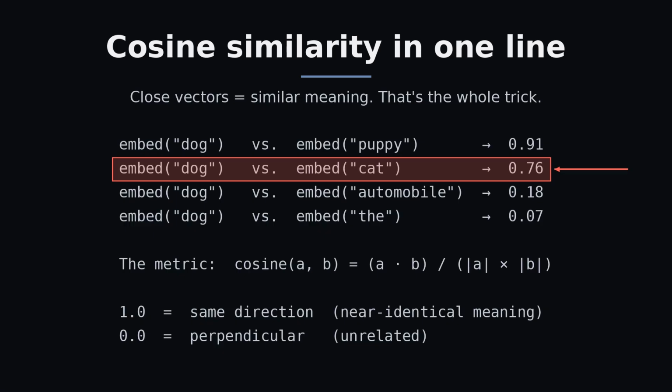Dog and puppy land at about 0.9. Dog and cat, both pets, both four-legged, land around 0.76. Dog and automobile land at 0.18. Dog and the word the, which carries almost no meaning on its own, lands near 0.07, one number. That's the entire comparison. No neural network call, no generation, no API, just a dot product between two lists of numbers.